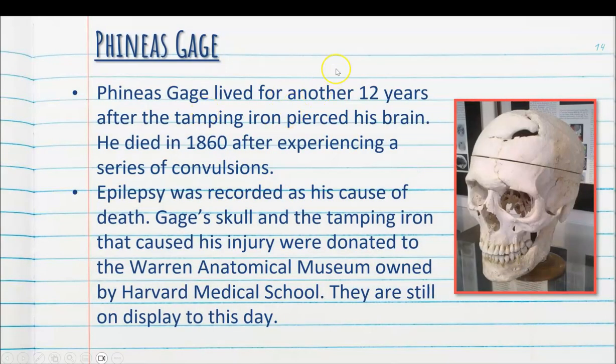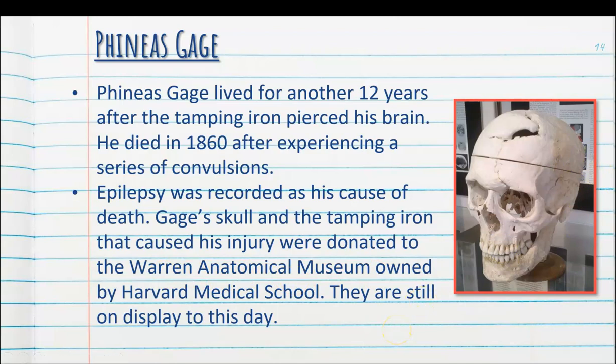So Phineas Gage lived for another 12 years after the tamping iron pierced his brain. He did die in 1860 after experiencing a series of convulsions brought on by the injury itself. So epilepsy was recorded as his cause of death. And Gage's skull and the tamping iron itself that caused the injury were donated to the Warren Anatomical Museum, owned by Harvard Medical School, and as you can see here, are still on display to this day. So he was a very important figure.